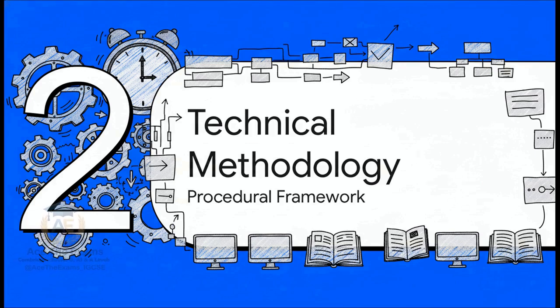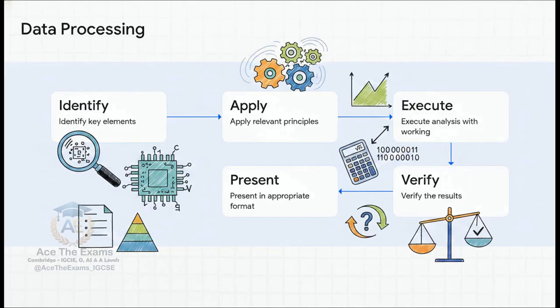Okay, let's break down this procedural framework. As I mentioned earlier, the step up to the advanced 9618 syllabus requires a rigorous shift in how you process data. The examiner expects a standardized sequence. You can't just wing it. Step 1, identify the key elements. What is the specific hardware architecture being described in the prompt?